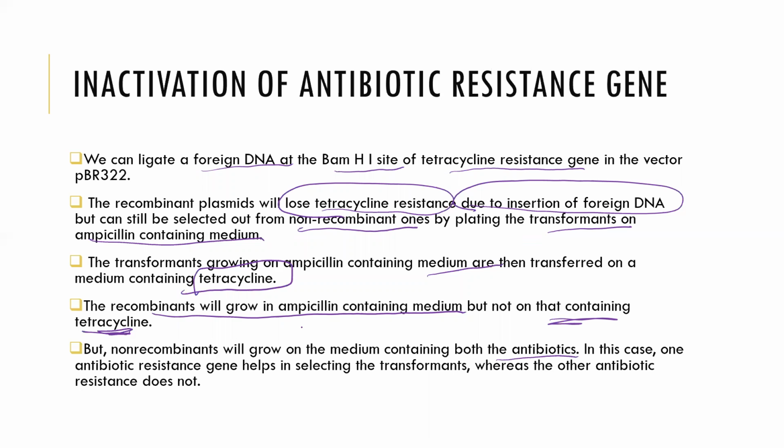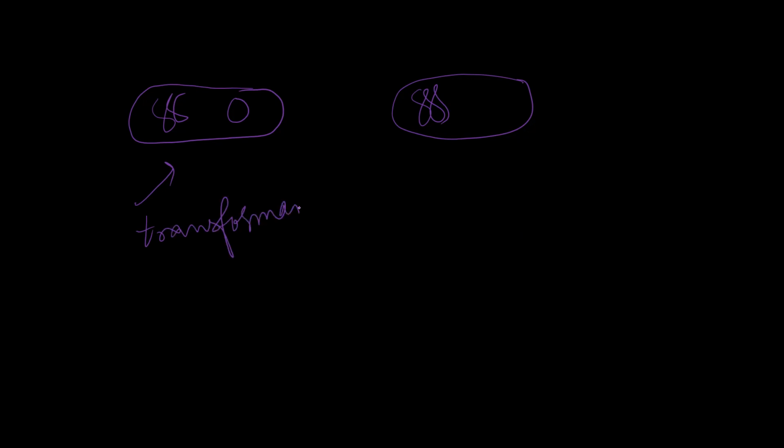In this case, one antibiotic resistance gene helps in selecting the transformants and the other does not. So what do we mean by transformants and non-transformants? This is a particular cell. This has a chromosomal DNA and the plasmid. And this is a particular cell which only has a chromosomal DNA. A cell that has a plasmid is referred to as a transformant, and a cell that does not have a plasmid is referred to as a non-transformant.